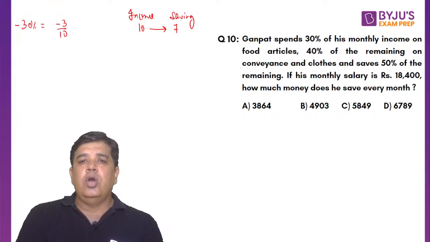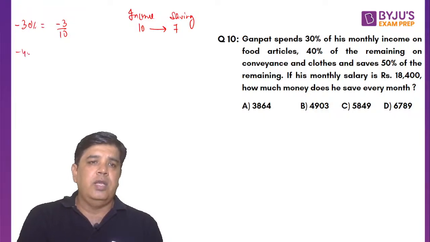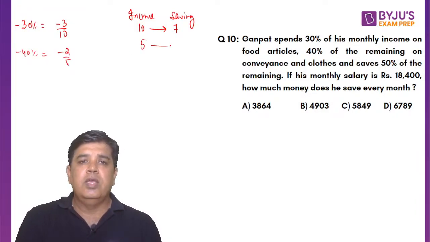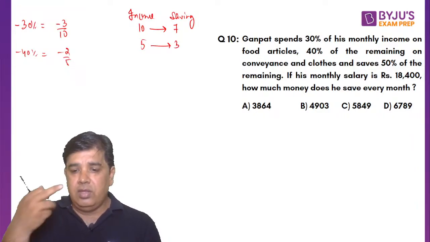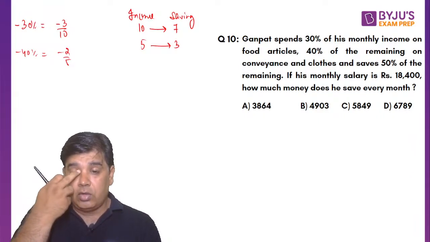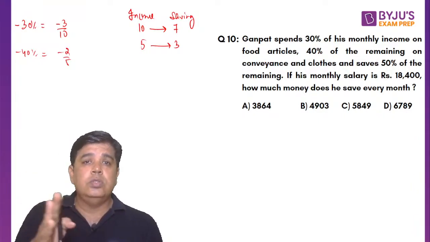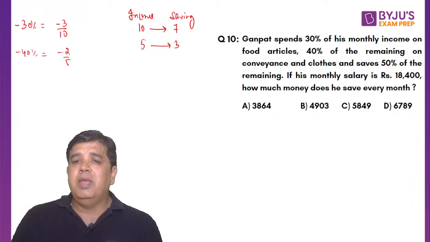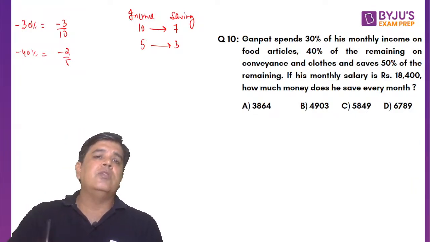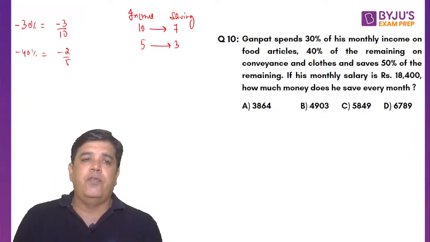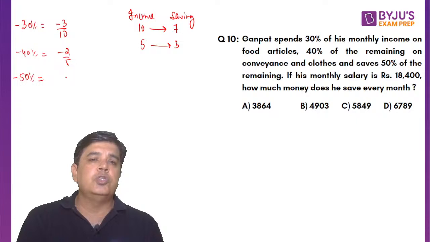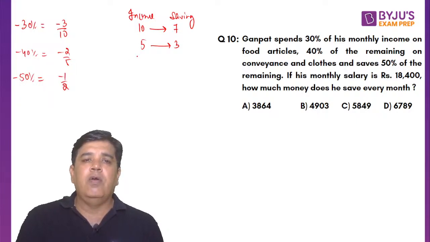40% of the remaining on conveyance and cloth. Now what is 40%? 40% means 2 by 5. So out of 5, he is spending 2 and saving 3. Right? Out of 5, he is spending 2, saving 3. And from the remaining, he saves 50%. It means from the remaining, he also spends 50%. If his saving is 50, he is also spending the 50 of the remaining.